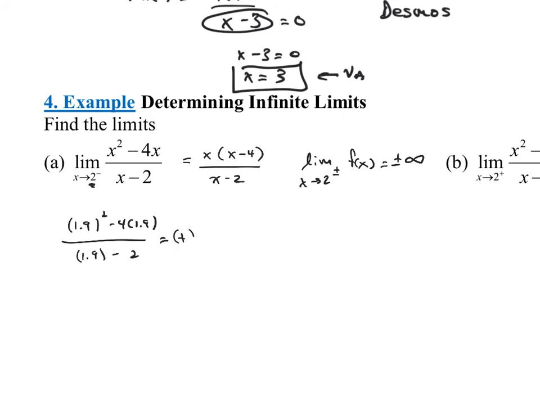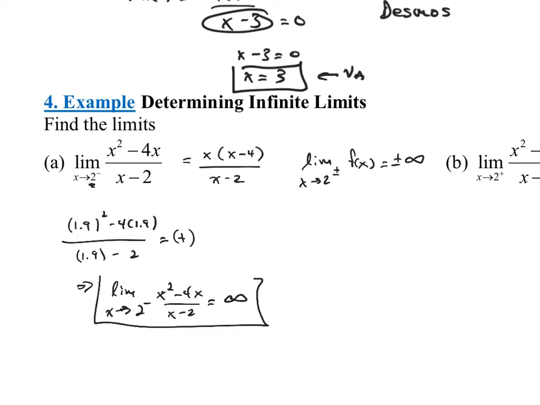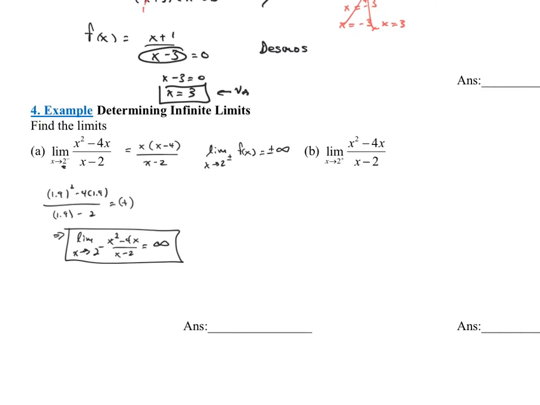Turns out this number is positive, so what does that mean? As I approach 2 from the left, it's positive, and it's just going to get larger and larger and larger. That implies that the limit as x approaches 2 from the left-hand side of my function, x squared minus 4x all over x minus 2, has to be positive infinity. Because I got a positive number, I know it has to be positive infinity. Let's go on to the other one.